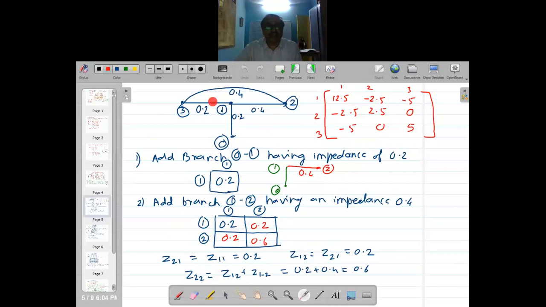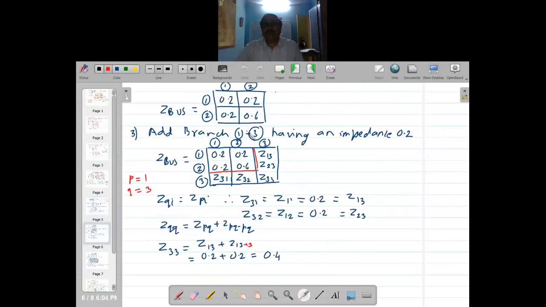Now we add the third one. Okay. So this branch is having an impedance 0.2. So another one row and one column is being added here. And then I copy. It is connected between where? 1 and 3. So the new node is 3 and the old node is 1. So that old node row will be copied as it is here. Z31, Z32 will be 0.2 and 0.2. Similarly, Z13 and Z23 will be the transpose of this, I mean, same as this. So Z13 is equal to Z31, Z23 is equal to Z32. So this will be 0.2, 0.2.